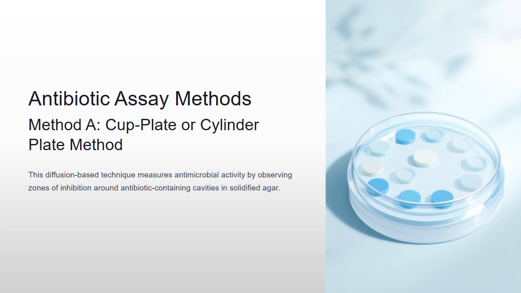So now we are considering different antibiotic assay methods. The first method is method A, that is the cup plate or cylinder plate method. This is a diffusion based technique which measures antimicrobial activity by observing the zone of inhibition around antibiotic containing cavities in solidified agar media.